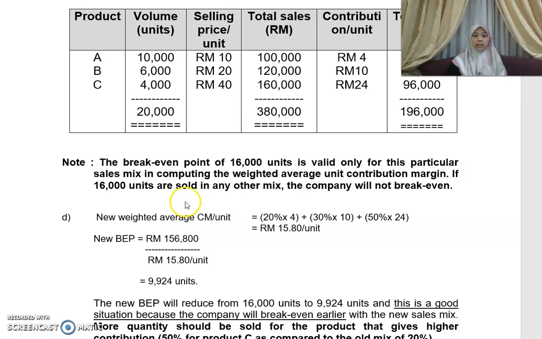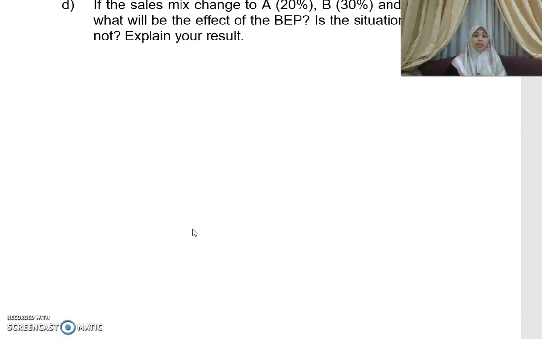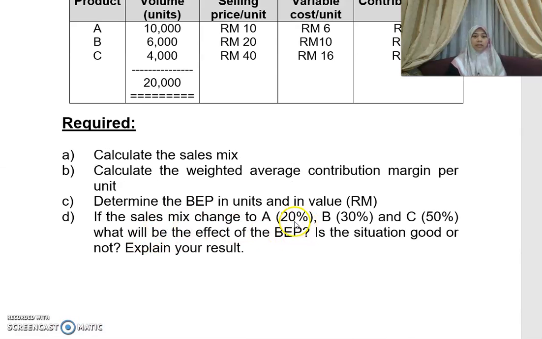Okay, so if 16,000 units are sold in any other mix, the company will not break even. So part D of the question requires you to work out what if the sales mix changes. So in this case, the question asks you, what if the sales mix now changes to 20%, 30%, and 50% for A, B, and C respectively? Okay, what's the effect on your BEP? Analyze whether this situation is good or not.